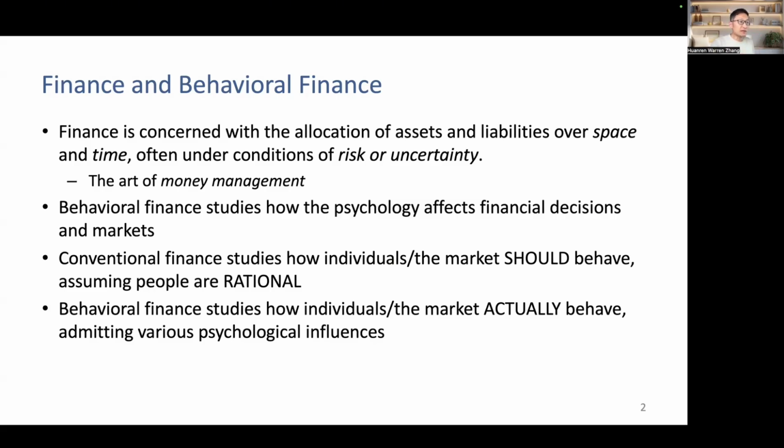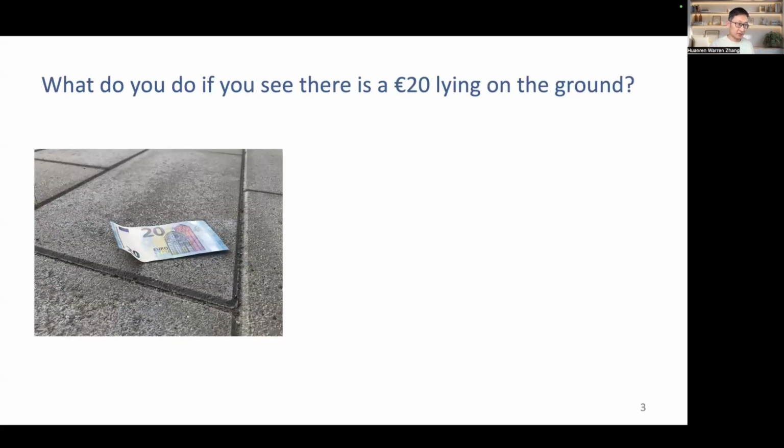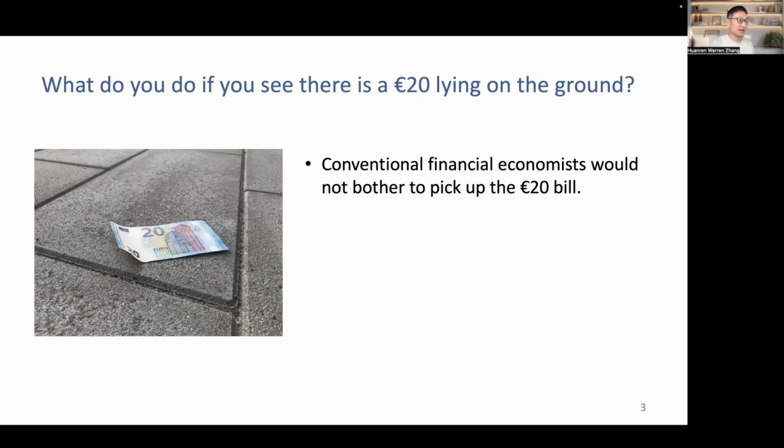To motivate our understanding of behavior finance, let me ask you a question. Suppose you encounter the following situation, and you see a 20-euro bill lying on the ground. What would you do in that case? This seems to be a dumb question. Of course, if you see a 20-euro bill, you go ahead and pick it up. But if you are a firm believer of conventional financial theory, as a conventional financial economist, you would not bother to pick up the 20-euro bill.